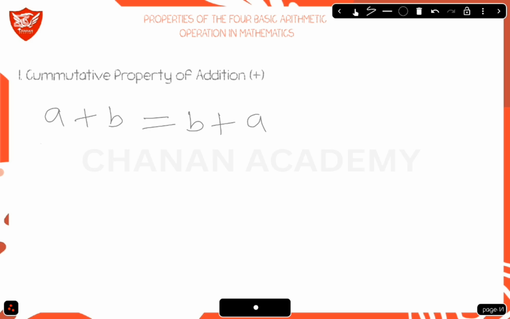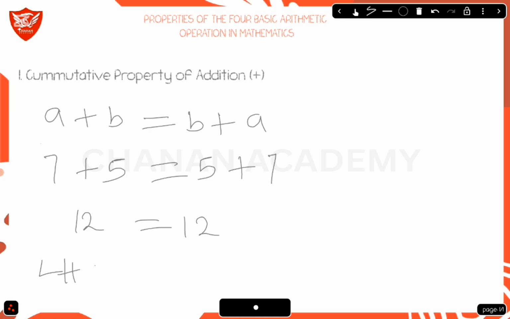If A is 7 and B is 5, it will be the same thing as 5 plus 7. 7 plus 5 is 12, and 5 plus 7 is 12. So it's the same. The left hand side is the same as the right hand side. That's for the addition. So let's check on the subtraction.